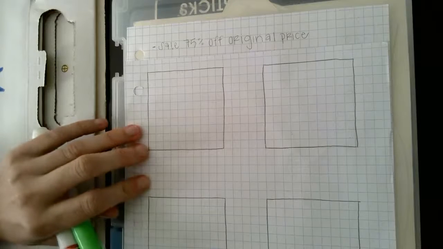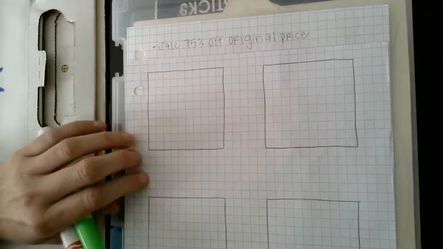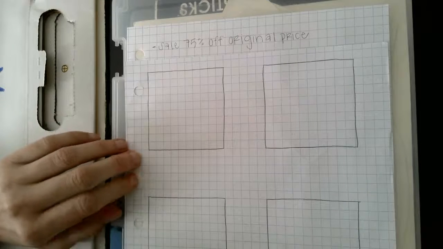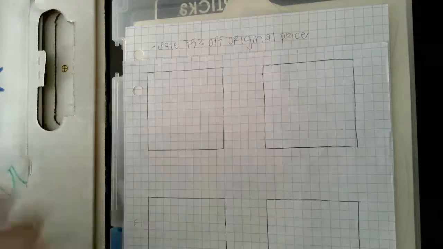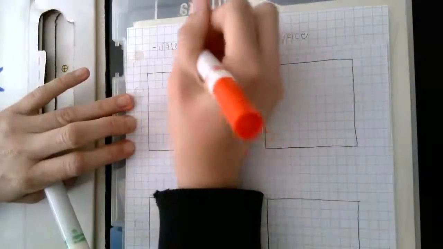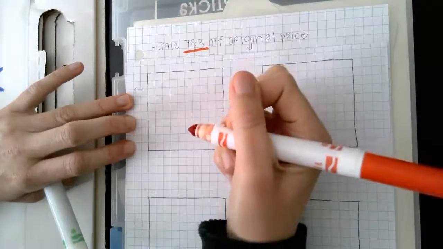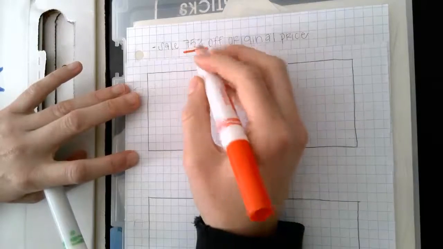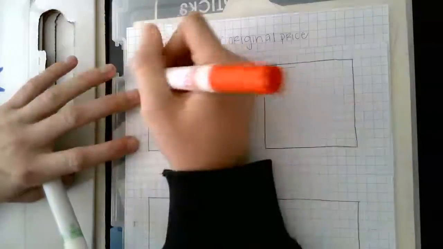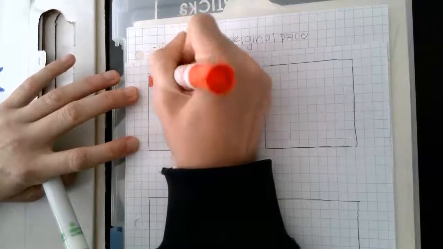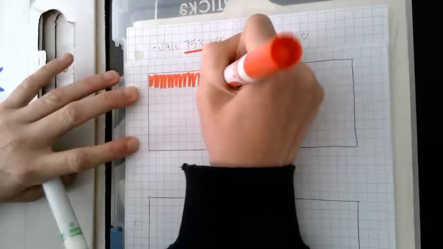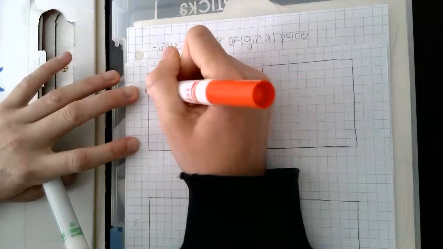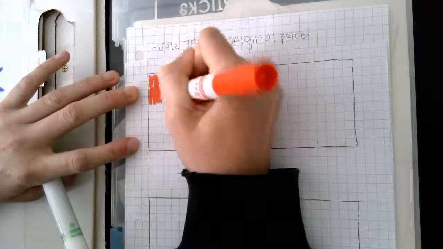So I'm going to buy something online, of course, and it's 75% off the original price. That means that I need to color in 75 of the 100 squares because it's 75% or 75 out of 100. So I'm going to go ahead and color in my 75 squares.